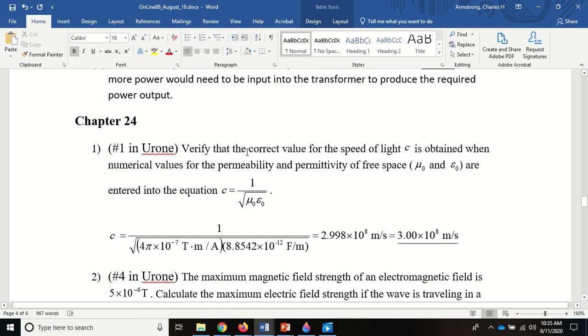It just says, verify that the correct value for the speed of light c is obtained when numerical values for the permeability and permittivity of free space, mu 0 and epsilon 0, are entered into the equation c equals 1 over the square root of mu 0 epsilon 0. So you plug it in and you get 2.998 times 10 to the 8th meters per second, which, if you're going to have 3 digits, would be 3.00 times 10 to the 8th.